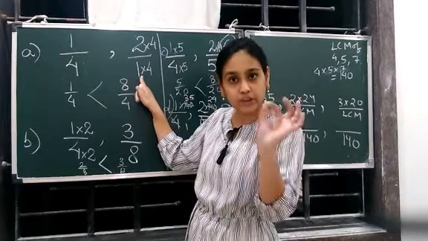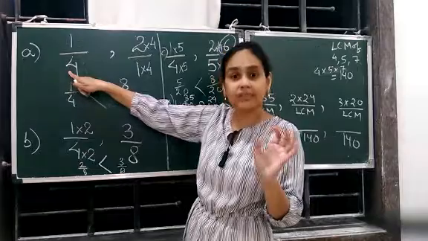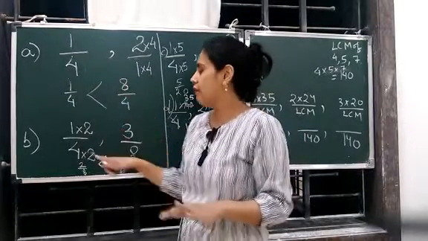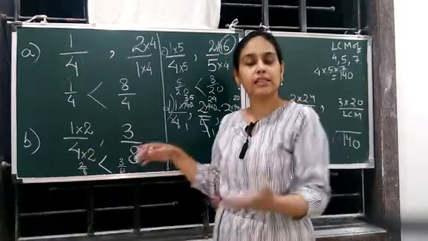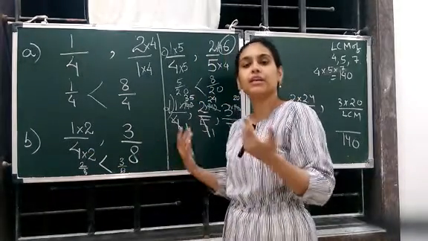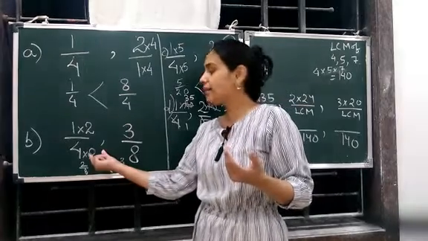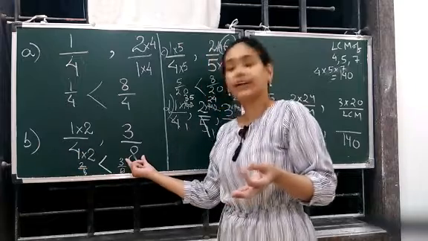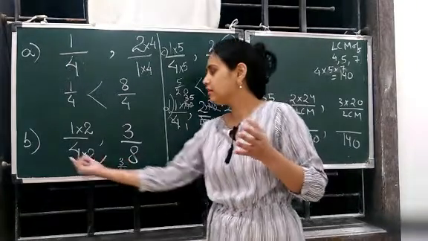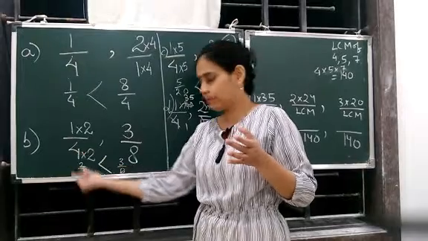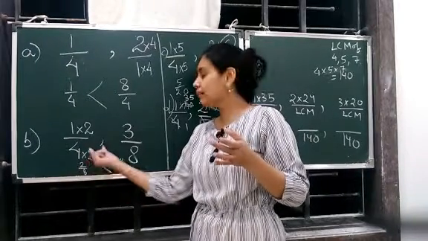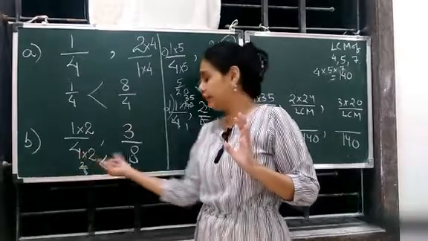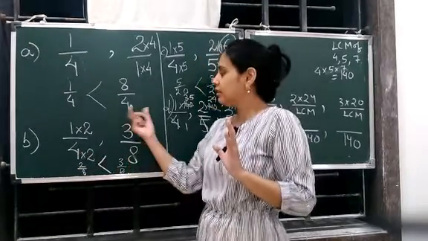In any of the denominators, if 1 is given, just multiply with the next number, whatever number is there, automatically they will become same. When the numbers are factors and multiples of each other, then just multiply one denominator by a number so that you get the second denominator. That is, if you multiply 2 to 4, you will get 8. So multiply whichever number you multiply with the first denominator to get the second number. This is the second one.